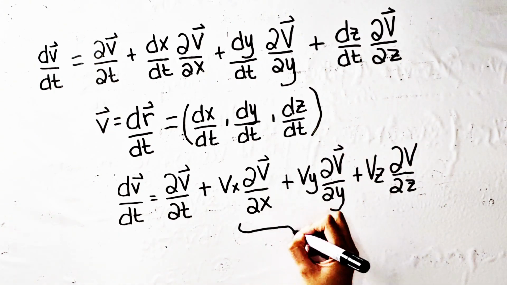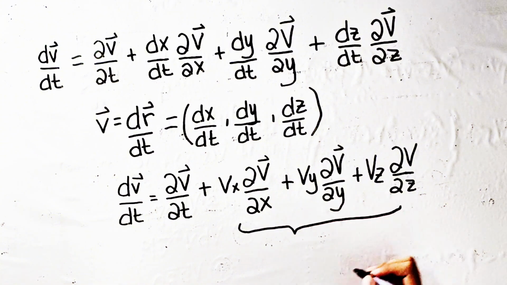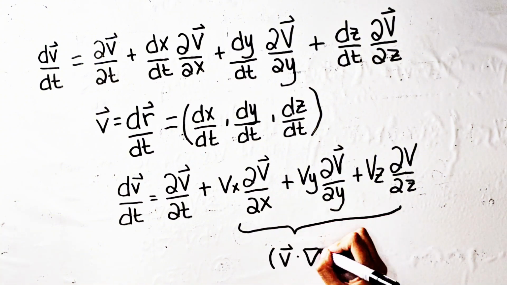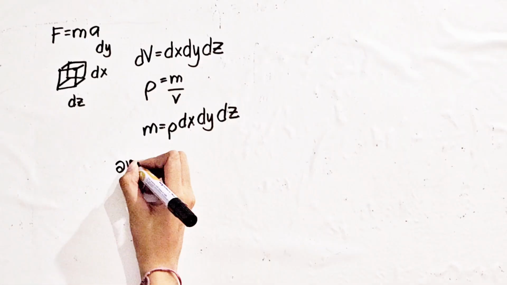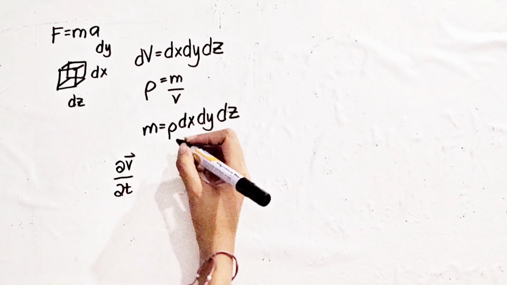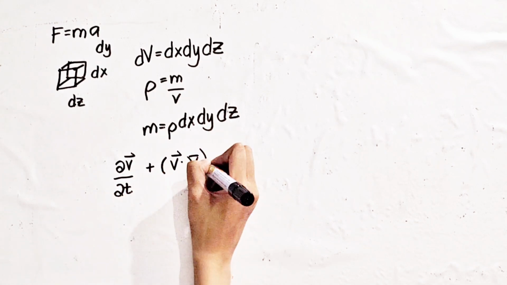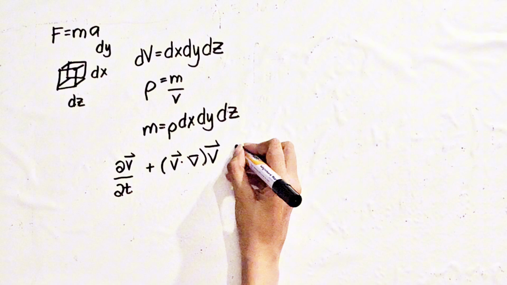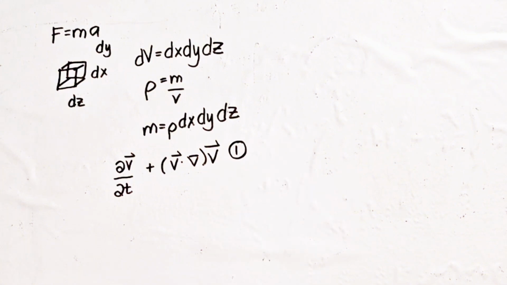But note that this whole thing can just be written as v dot del of v. So that's our acceleration, so let's write that down. I'm just going to number that so we don't get confused. And that's how you get mass and acceleration.